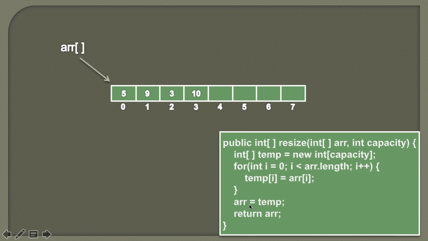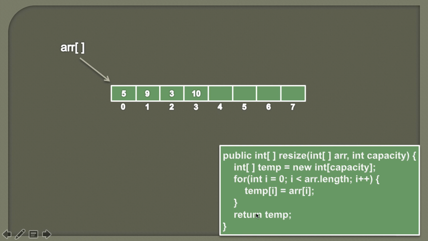And also friends, here you can see that we don't even need to do this reassignment here. What we can directly do here is, as we have copied all the elements from the original array to this temporary array, and this temporary array has the capacity of what we have passed, we can simply return the value stored in this temporary array. Instead of assigning it to the array variable and returning the array variable, we can simply return the value stored in this temporary variable.